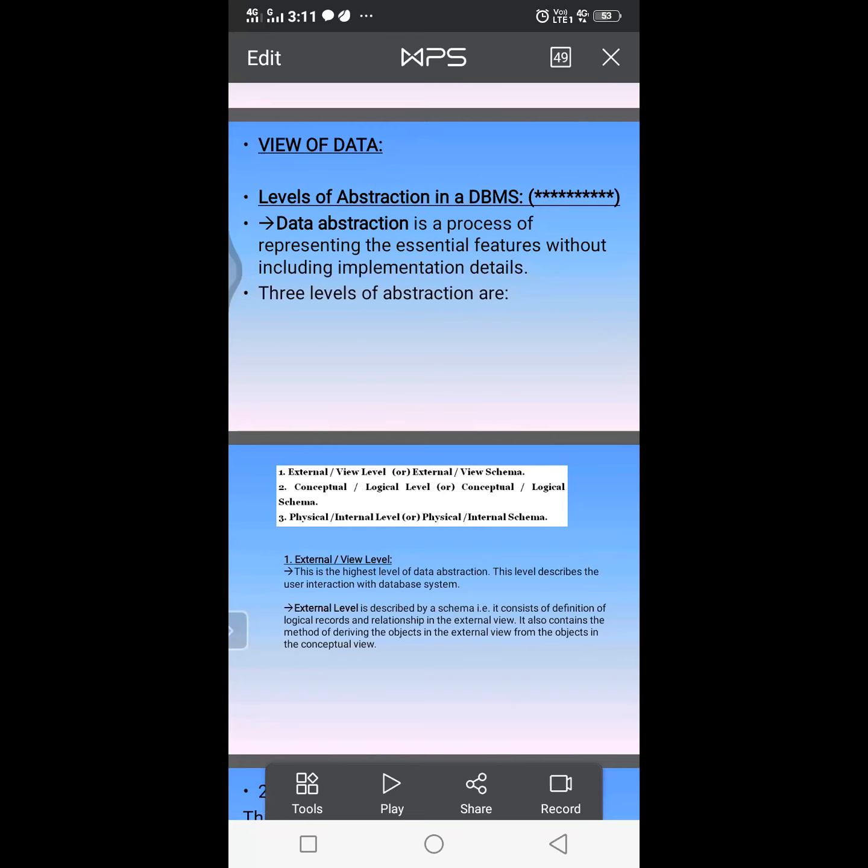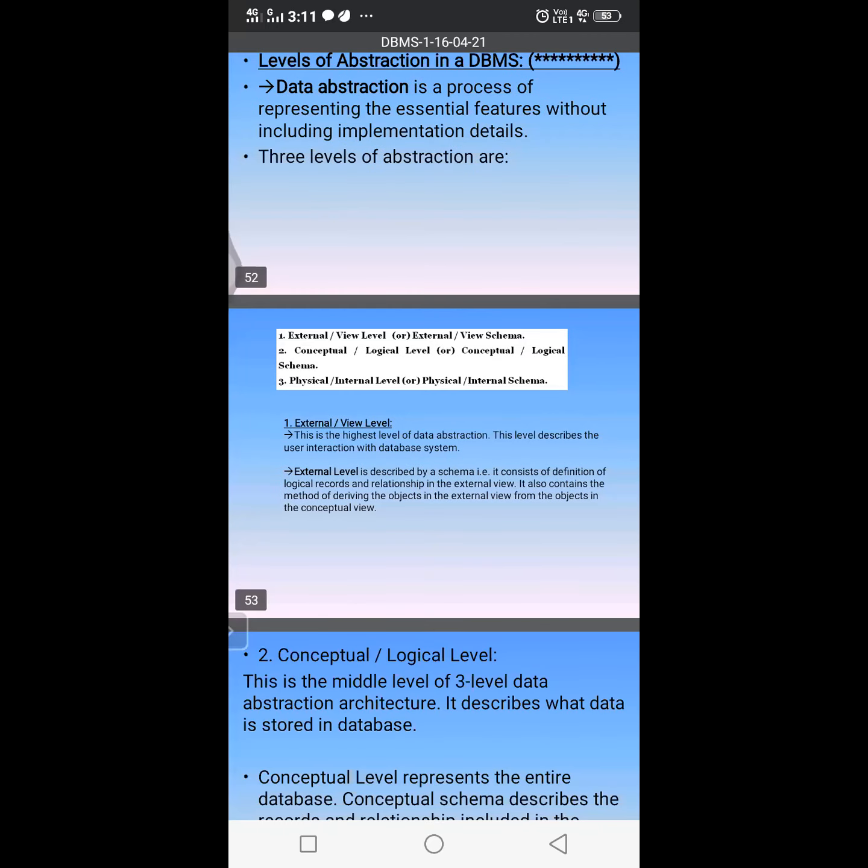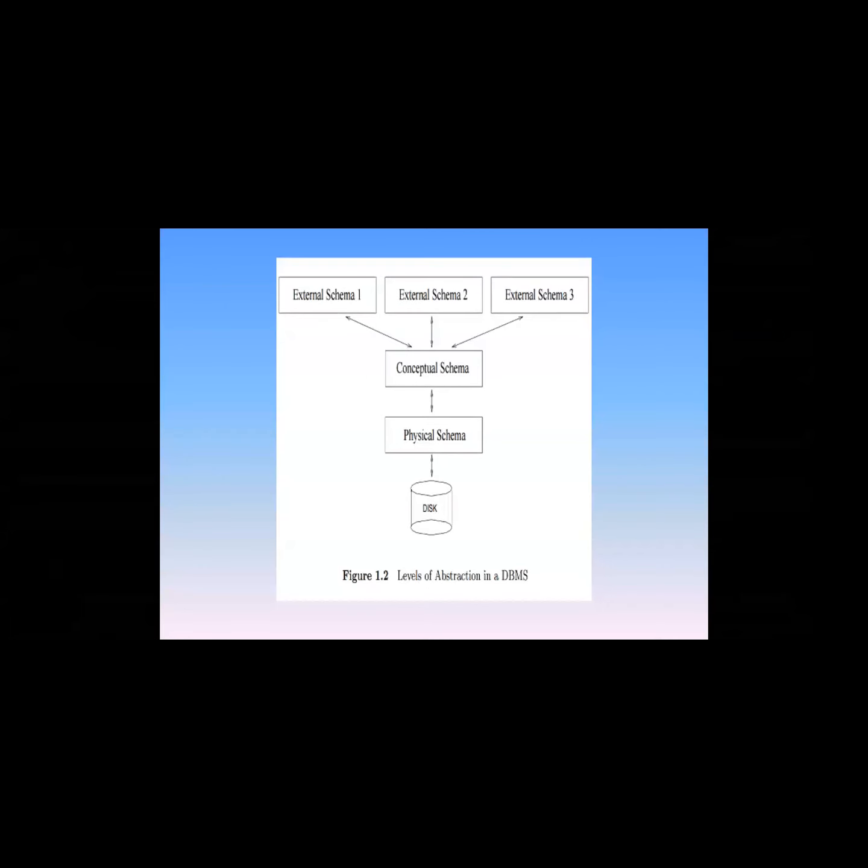In the case of the logical level of abstraction, also called the conceptual schema or conceptual level data abstraction, we mainly focus on what type of data is stored in the database and which type of relationships exist within the data. That is maintained in the logical level abstraction.